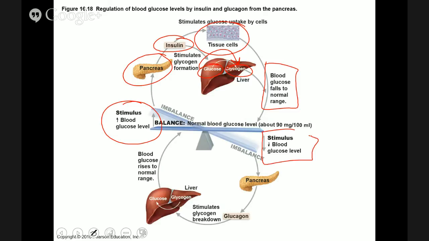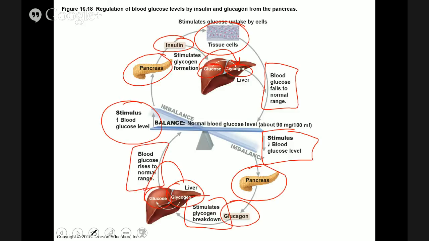If our blood glucose level decreases, like between meals, for example, then the pancreas says, okay, I need to get out the glucagon, stimulates the liver to take this glycogen that was stored and now break it into glucose, raising blood glucose levels to normal range again. So glucagon and insulin are like opposites of each other, and they regulate our blood glucose levels.